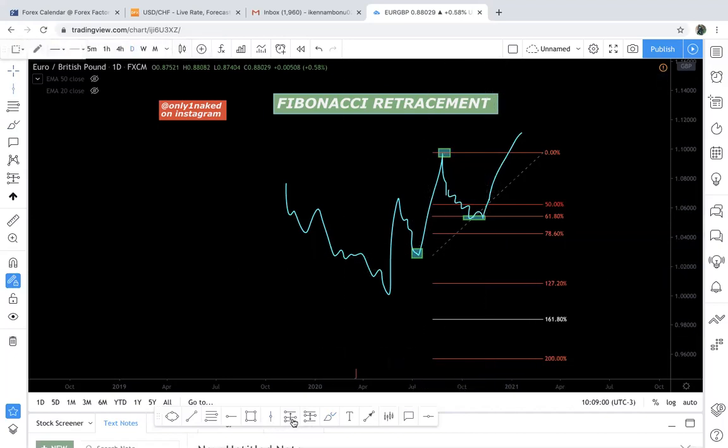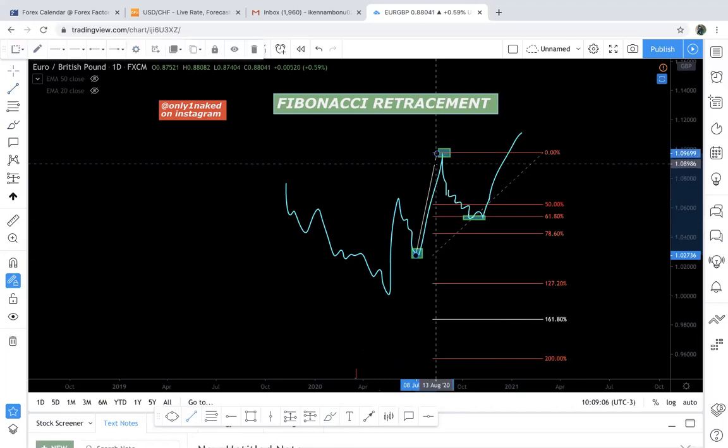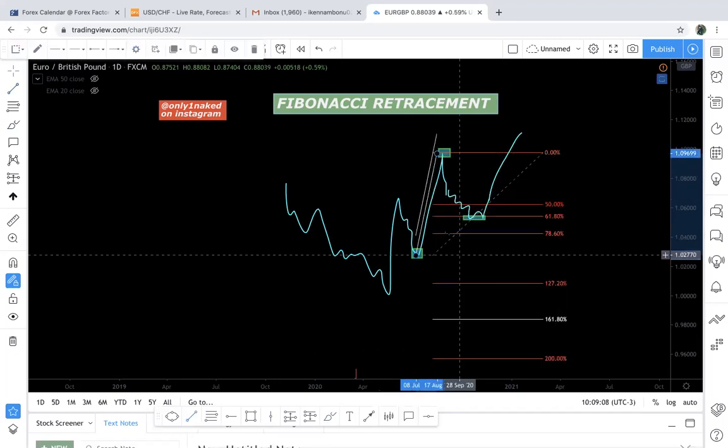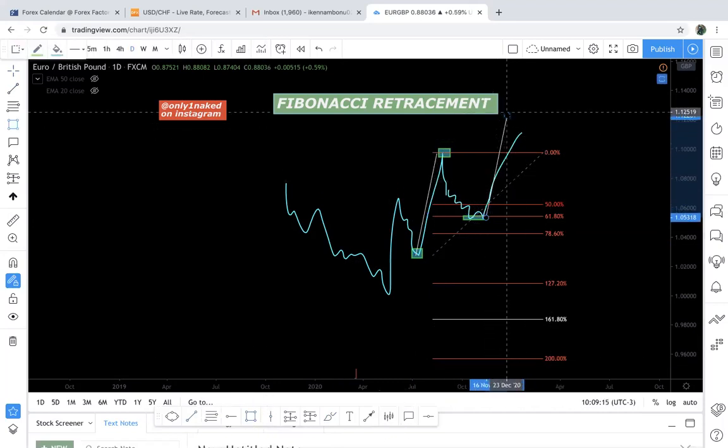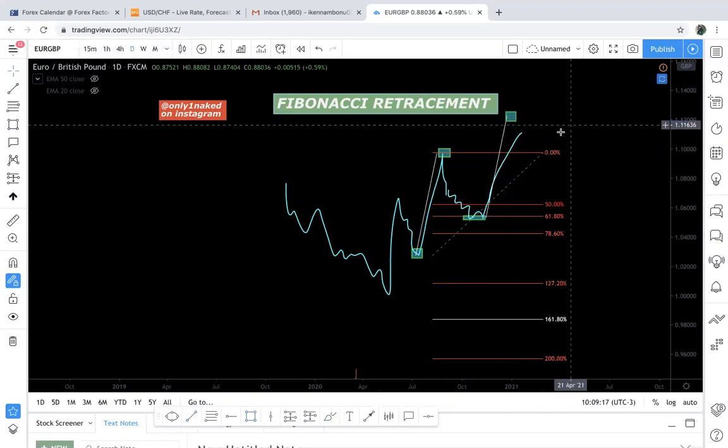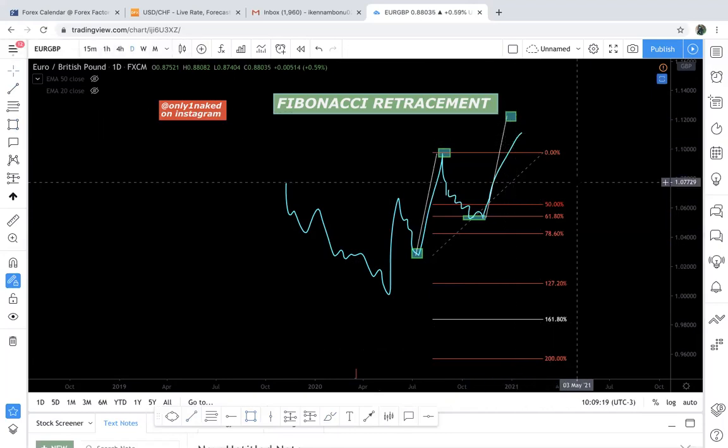Now see what I'm doing for TP. I want to measure the impulsive move, which is from here to here. And then what do I have to do next? I have to clone it, and then I'm going to take it from my entry at 618. So I want to set my take profits here, because I'm going to see price correct 90% of that movement. So I hope this is helpful to you guys.